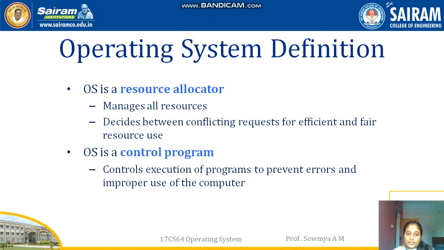Second one is OS is a control program. First thing, operating system will allocate hardware resources efficiently to the users. Next one is controlling the user program. OS is also responsible for controlling the user programs by preventing errors or by solving them.